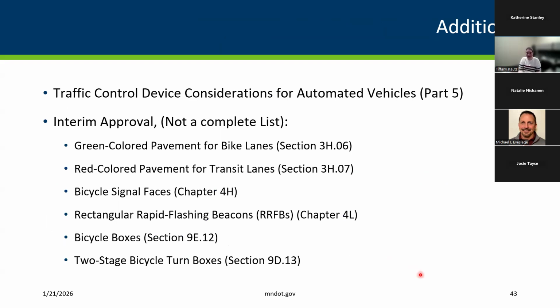Here are some additions that we've had with the manual. As I mentioned before, Part 5 has been repurposed. All of the information found previously in Part 5 has been incorporated into other places in the manual, opening up Part 5 to become traffic control device considerations for automated vehicles. It is a relatively short part at only 5 to 6 pages. Also for interim approvals, this is not a complete list, but these items did get added into the manual: the green colored pavement, red colored pavement, bicycle signal faces, the RRFBs, bicycle boxes, and two-stage bicycle turn boxes. Because we had statewide interim approvals for these, you were reporting them to me. Thank you so much for doing that, but you no longer need to report these to me.